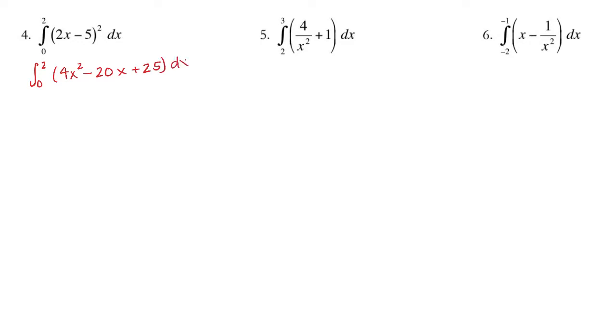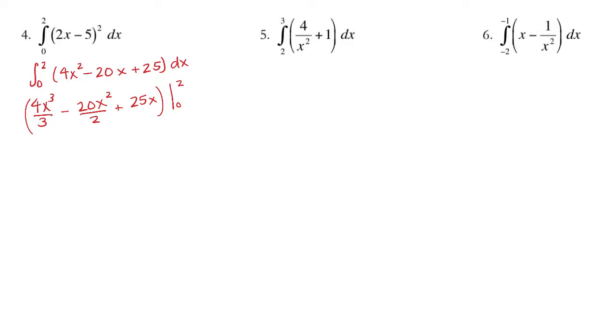And then we are ready to do our integration process. So here we're going to have 4x to the third, and that's what we divide by 3, minus 20x to the second, and that's, again, we divide by 2, plus 25x. And again, all of that's evaluated from 0 to 2.